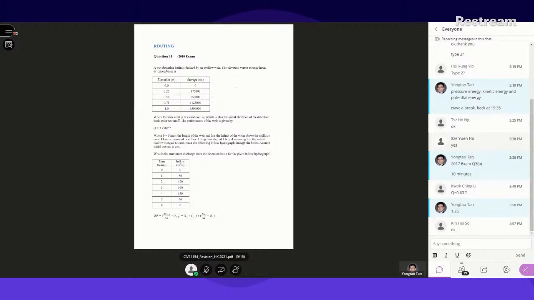The question asks for the maximum discharge from the detention basin. That means you need to use hydraulic routing to get the outflow hydrograph. So now let's look at the solution. How do we find the maximum discharge from the detention basin?